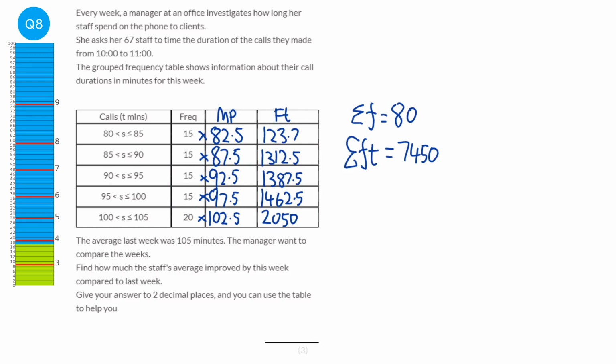So to find the mean, it's all of the numbers added together, which will be 7,450, over the amount of numbers we have, which is 80. So when you do that, we get 93.125. Now this question is about the improvement that the manager has made, or that the call centre's made. So we're looking at subtracting the 93.125 away from the last week, which was 105. So we're looking for improvement.